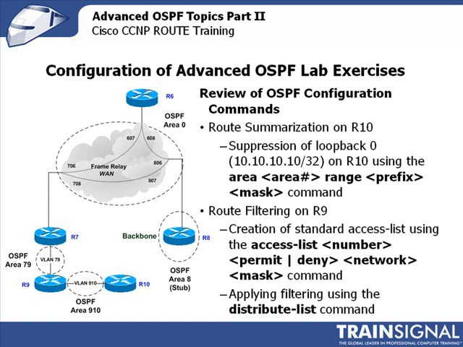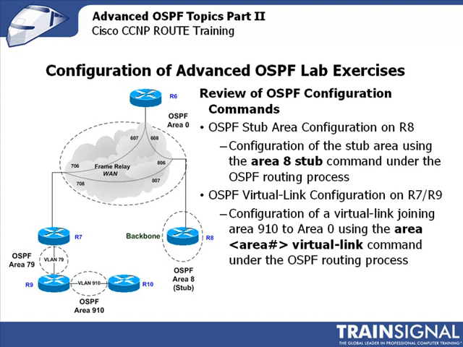Next, we want to configure route summarization on router 10. All router 10 is going to do is suppress its loopback interface, the /32, and advertise 10.10.10.0/24. We could create route filtering on R9 and apply that with the distribute-list command.